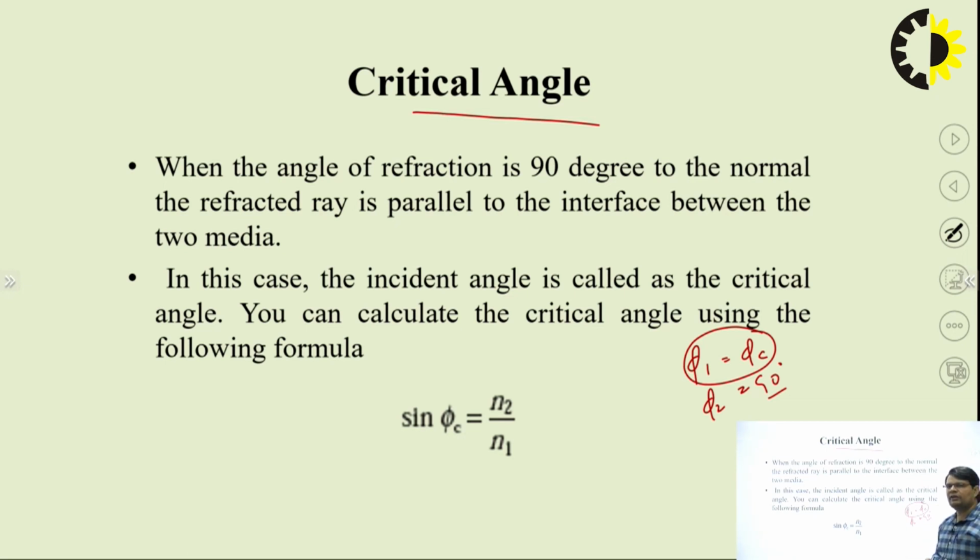For total internal reflection, for light to propagate through the fiber, the angle of incidence must be greater than this critical angle. When we apply the critical case, when phi 1 becomes phi c, phi 2 becomes 90 degrees, and we have sine of phi c equal to n2 by n1. So we can calculate the critical angle for a particular fiber as phi c equal to sine inverse of n2 by n1. If we know the refractive index of the core and cladding, we can calculate the critical angle required for total internal reflection, so that light can propagate through the fiber.